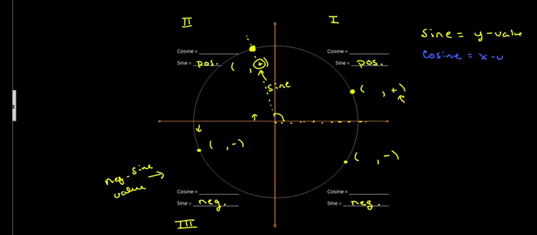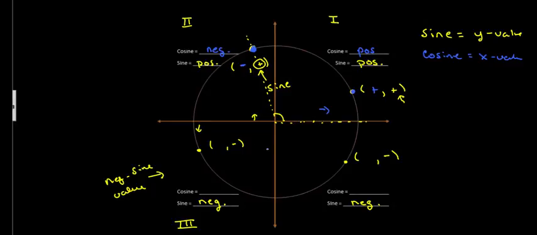Cosine is the x value. So the x value of this point is positive because we're moving to the right. So in quadrant 1, cosine is positive. However, in quadrant 2, let's take this point again right here, we had to move to the left. So its x value is negative. So cosine will be negative for any angle that's in quadrant 2.